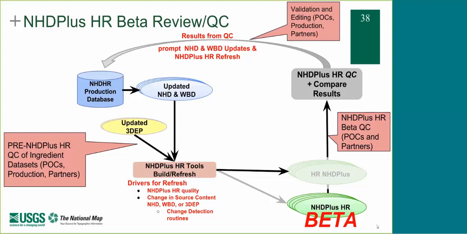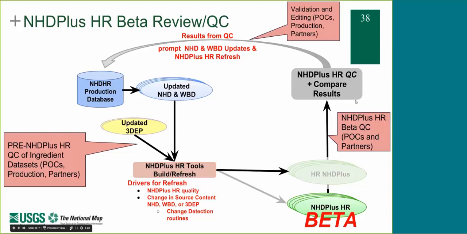So the NHDPlus High Res Beta QC is an important part of our overall process to improve the ingredient data set, in particular the NHD and the WBD. The NGTOC Partner Support Points of Contact, the POCs, work with the reviewers to identify issues, either on the ingredient data sets before the NHDPlus process proceeds, and that's what we're calling our pre-QC, which is on the right-hand side of your screen, or on the NHDPlus beta datasets themselves.